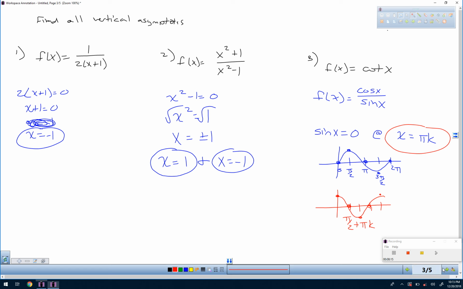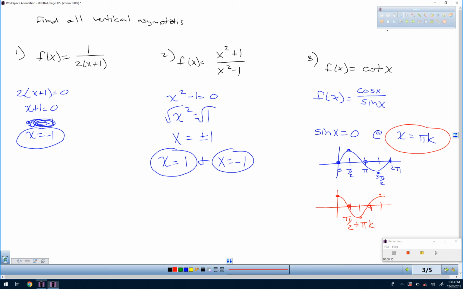All right, keep on going. Find all vertical asymptotes for this function. So again, start by taking the denominator and setting it equal to 0. And so then this gives me x squared is equal to 4. Then that gives me plus or minus 2. But again, you can't assume that those are my vertical asymptotes without testing each one.